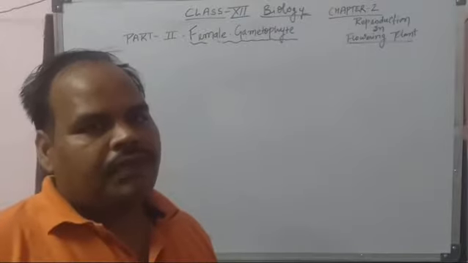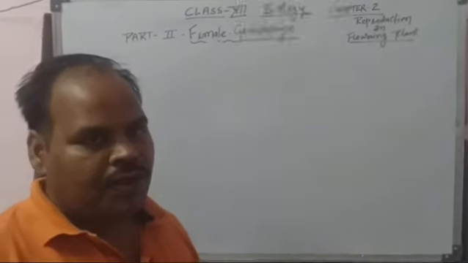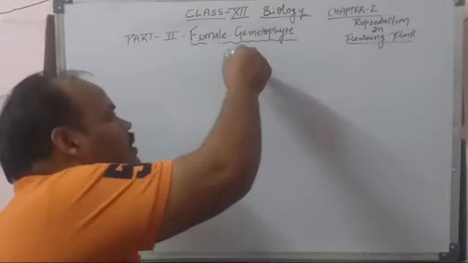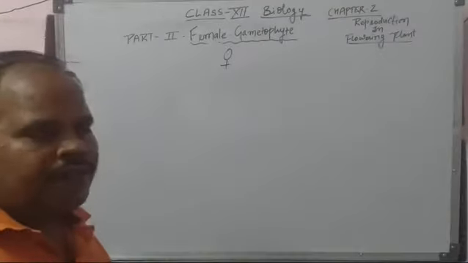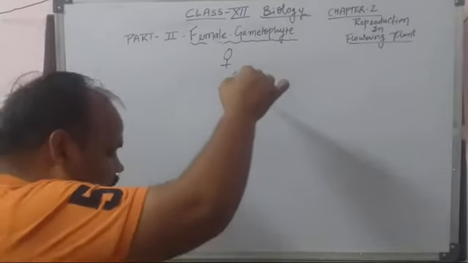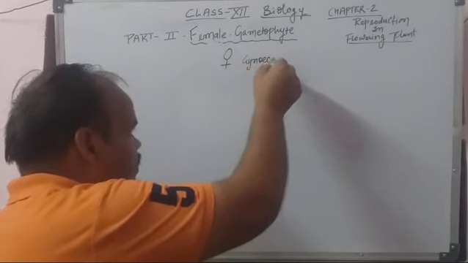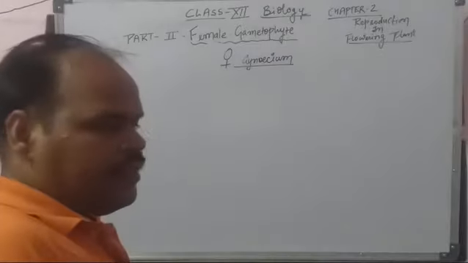So today we are discussing the female gametophytes of flowering plants. You know very well that this is the female part of the flowering plant. The female reproductive organ is called the gynoecium, and the gynoecium is the female part of the plant.